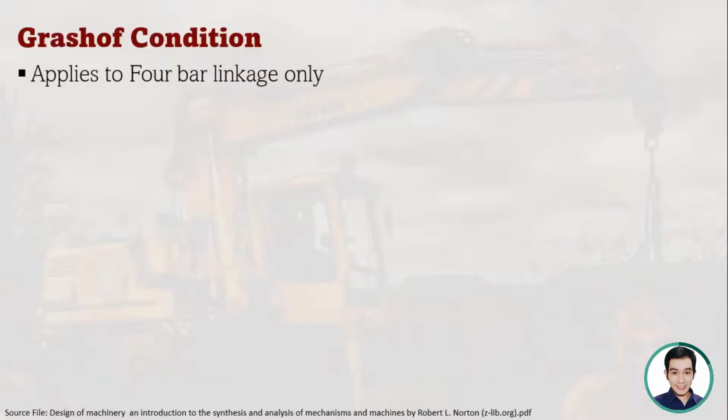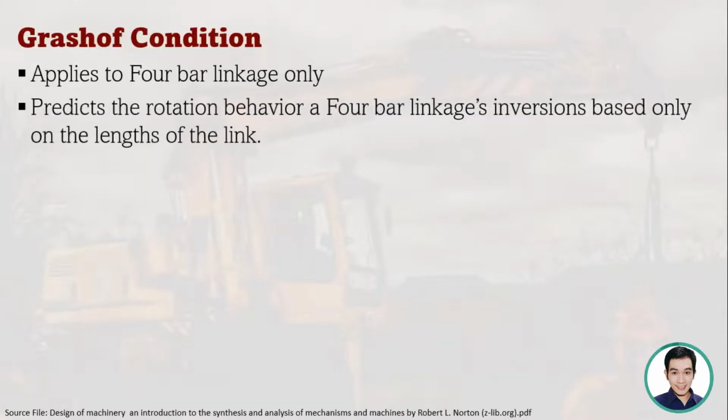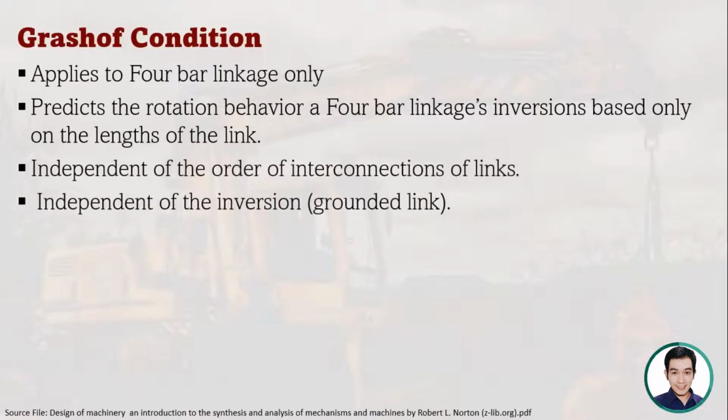The Grashof condition is a condition that applies only to 4-bar linkages, meaning we cannot apply this to 5-bar, 6-bar, or other linkages. It predicts the rotation behavior of a 4-bar linkage inversion based only on the length of the links. This condition is independent of the order or interconnectedness of the links, as well as independent of the inversion, whichever link you ground.